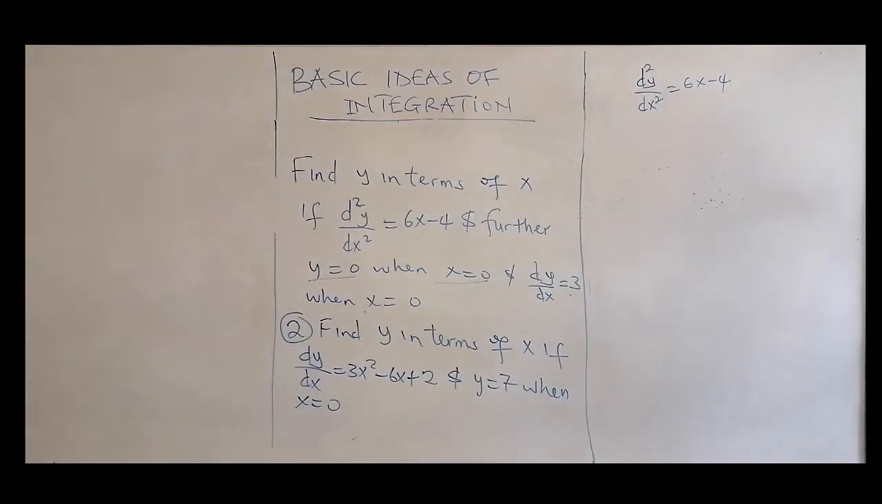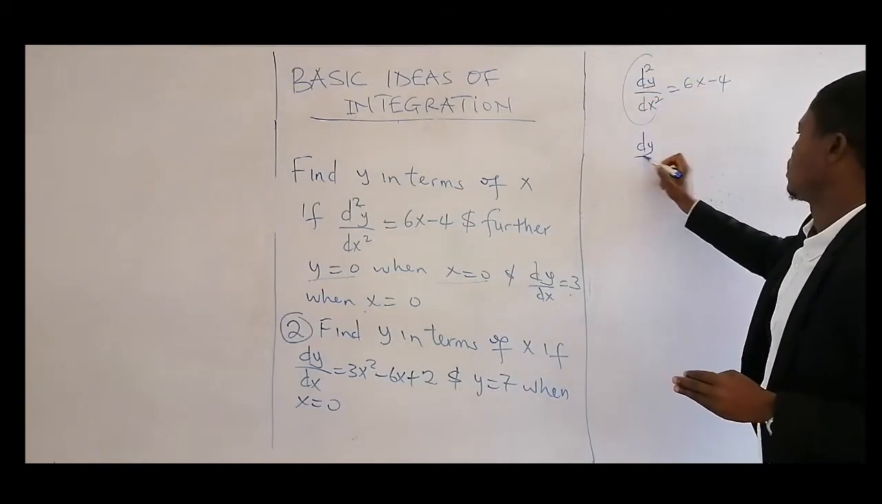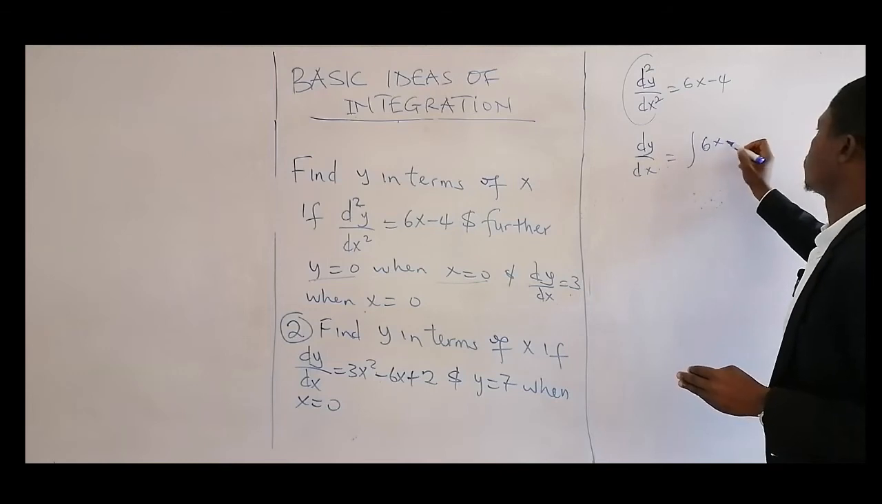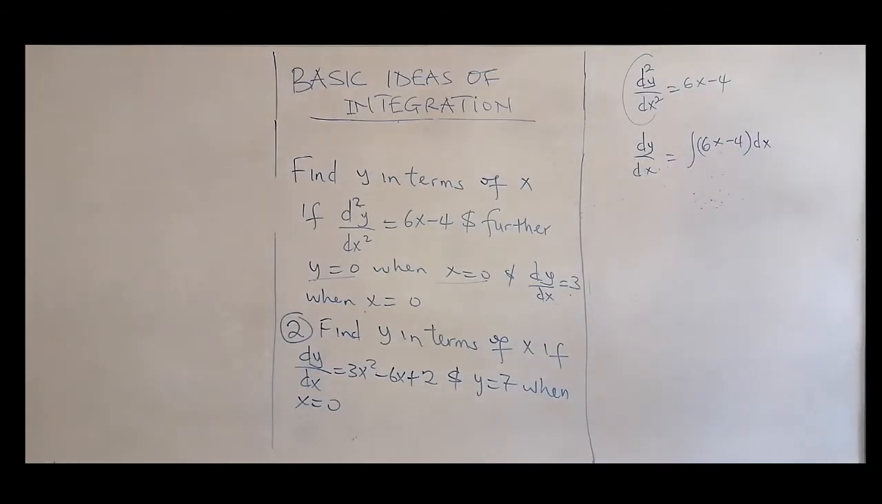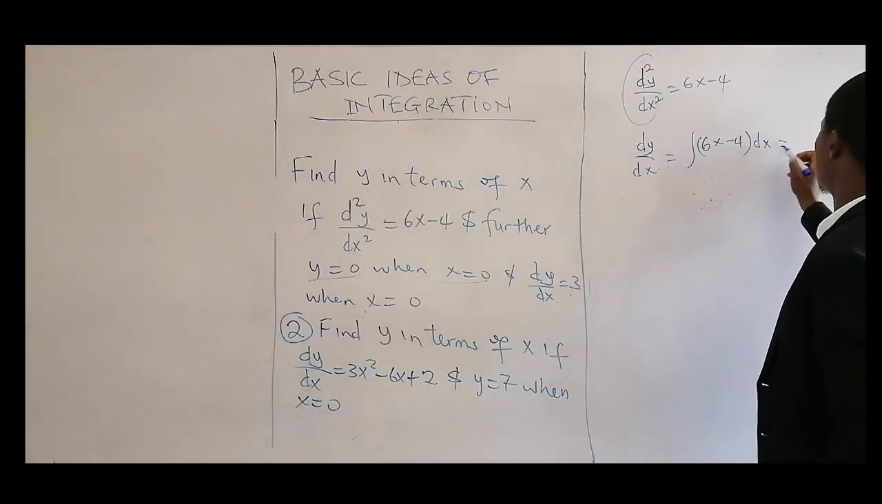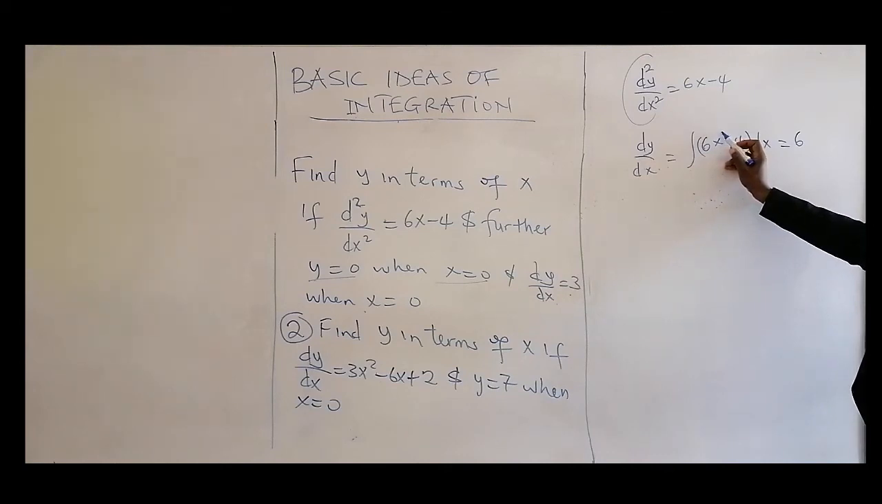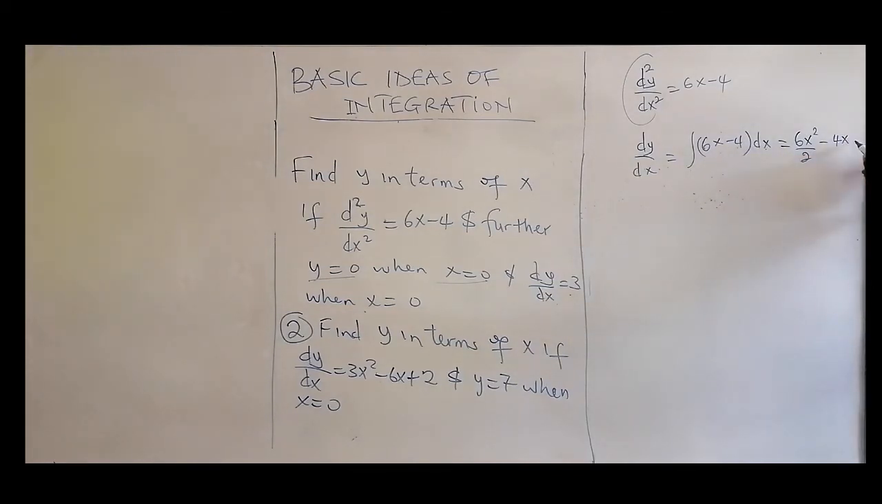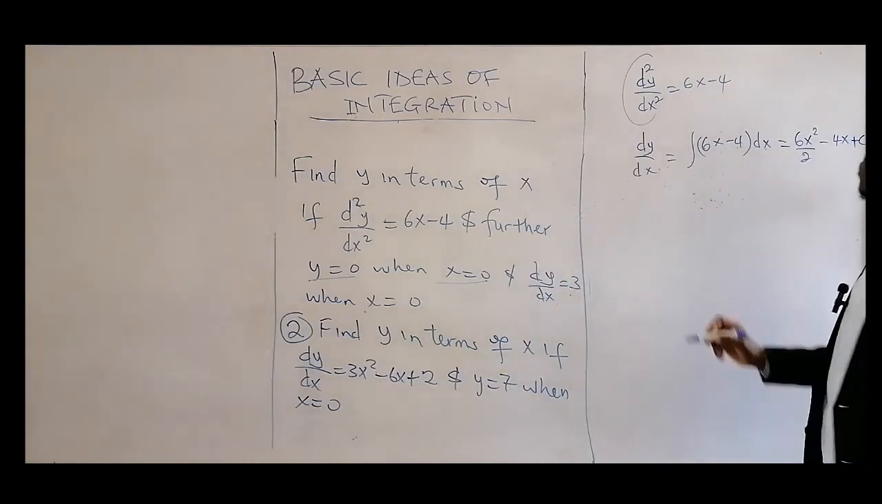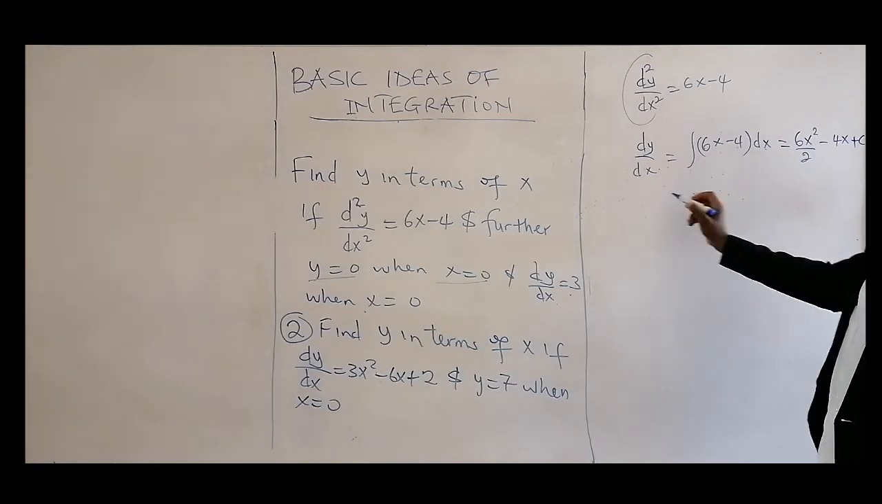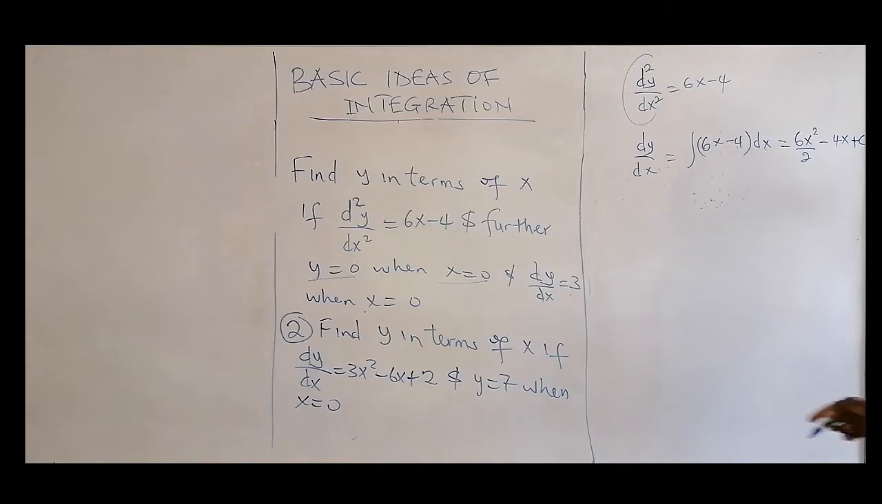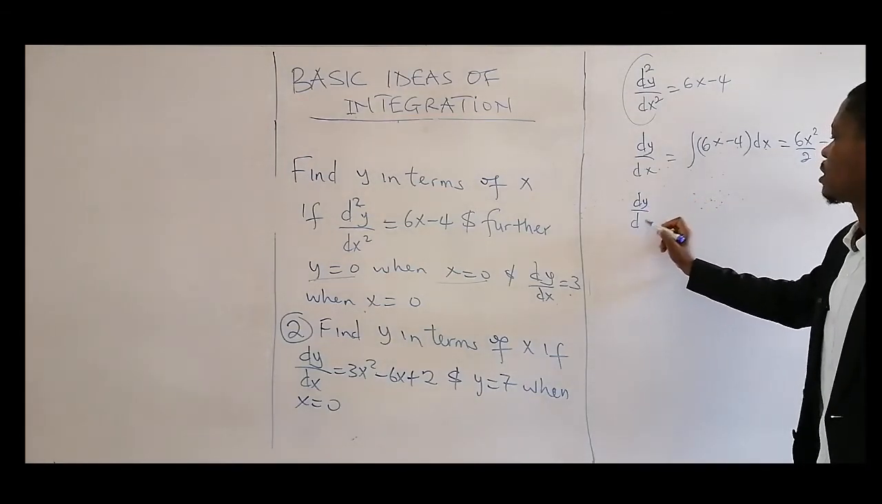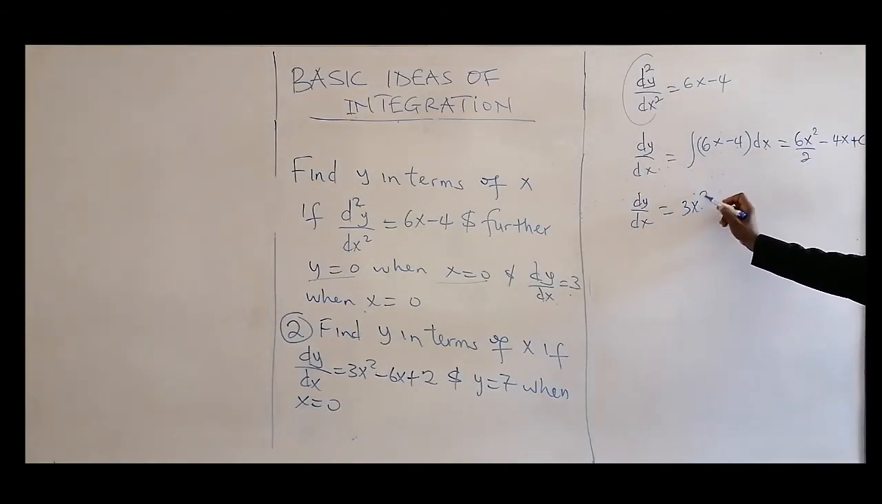So what we do is this is very simple. Let's integrate this. If you integrate this, you get your dy/dx, and the integral of 6x minus 4 dx. So we get that. This will give us 6, this is having 1 plus 1, that's x squared over 2. And the integral of minus 4 dx, that's minus 4x, plus c. So that's that. So our first differential is now that. Then we are told that the first differential is 3 when x is equal to 0. So the first differential, dy/dx, is equal to 6 over 2, that's 3x squared minus 4x plus c.